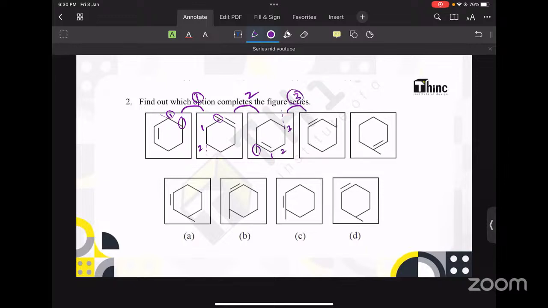Now it is easy to predict. 1, 2, 3, 4. So the line should be here. Obviously it is. So the answer should jump 5 steps. 1 here, second one, third one, fourth one, fifth one. So the line will be like this. So D and A are eliminated.